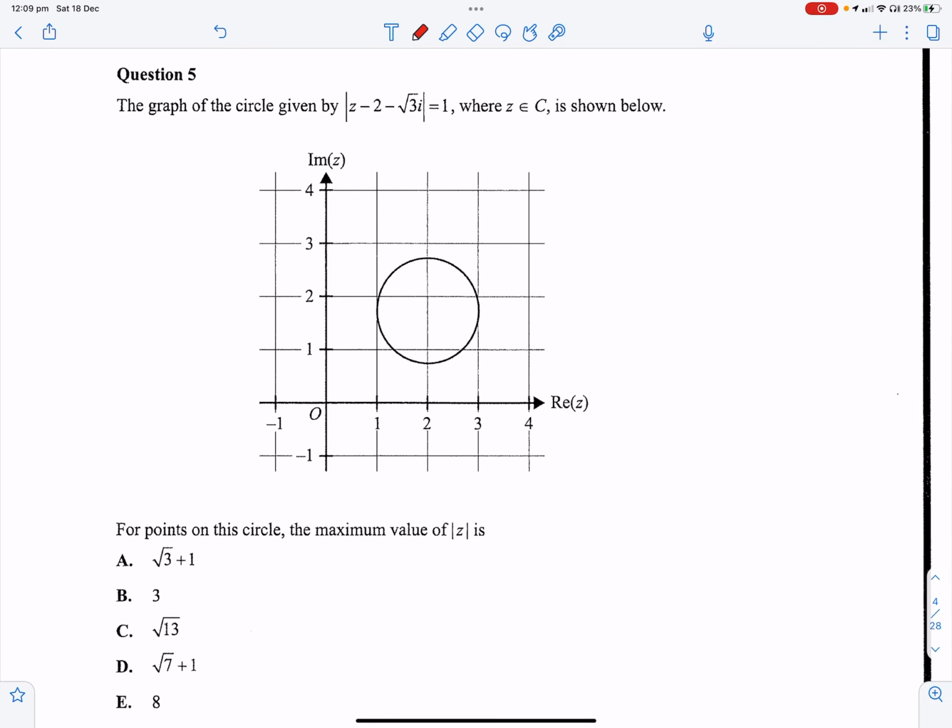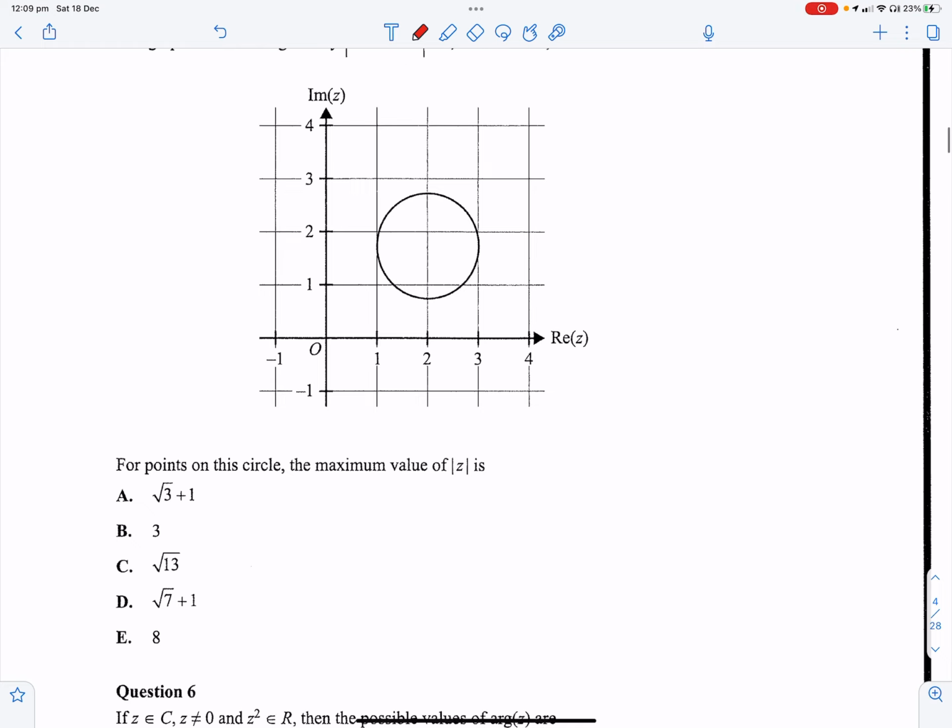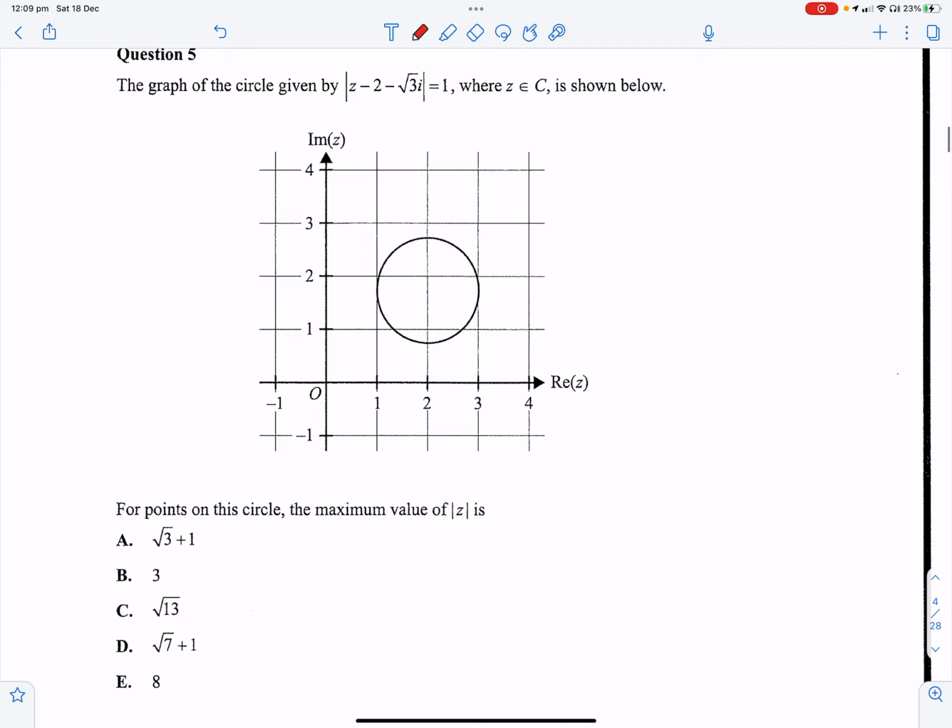Okay, the graph of the circle is given by that, where z is a complex number. For the points on the circle, the maximum value of... Okay, so mod z is the distance between the origin and any point on that graph. So the furthest point is going to be there.